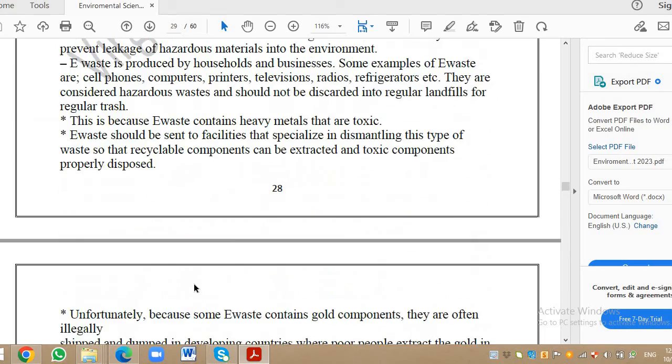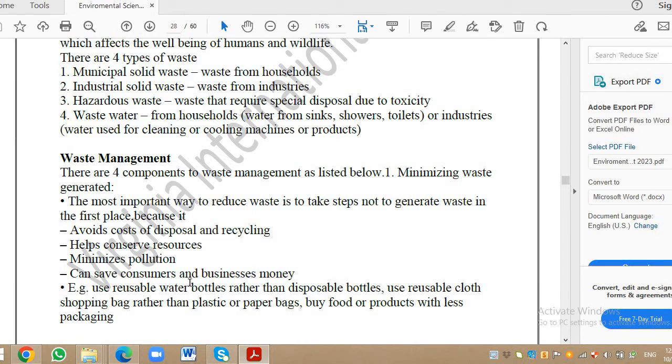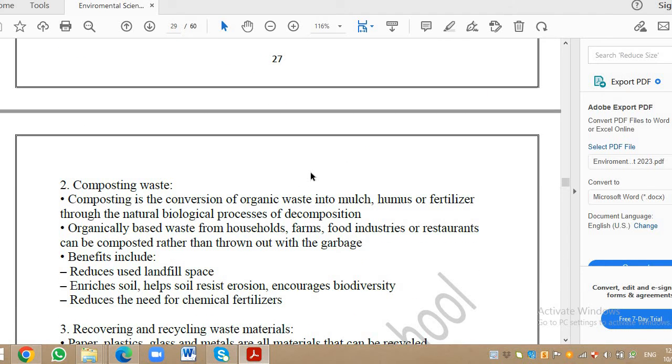So till now we talked about what types of waste we have. We actually have 4 types of waste: solid waste that comes out of the house, solid waste that comes out of the industry, hazardous waste, and water waste. And for the management, we have 4 types: number 1, minimizing the waste through using recyclable and reusable products instead of disposable ones. Number 2 is composting waste, which is converting the organic waste into fertilizer or humus that's going to help in a natural biological process in the soil.